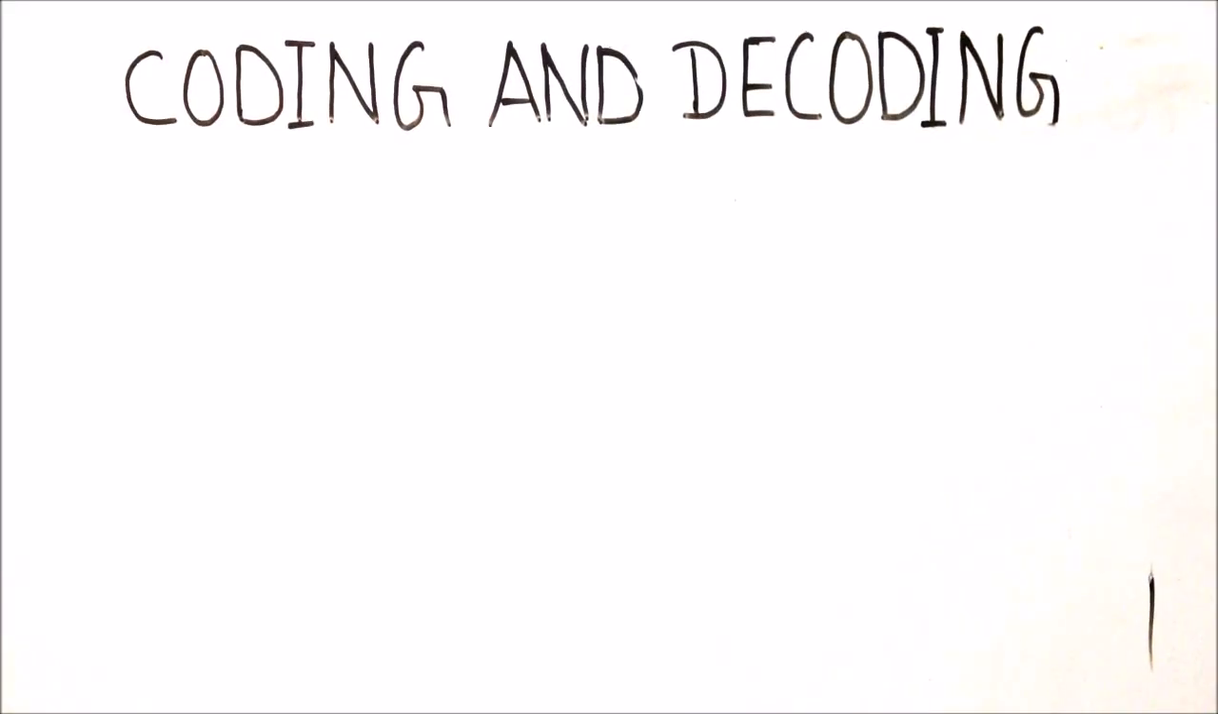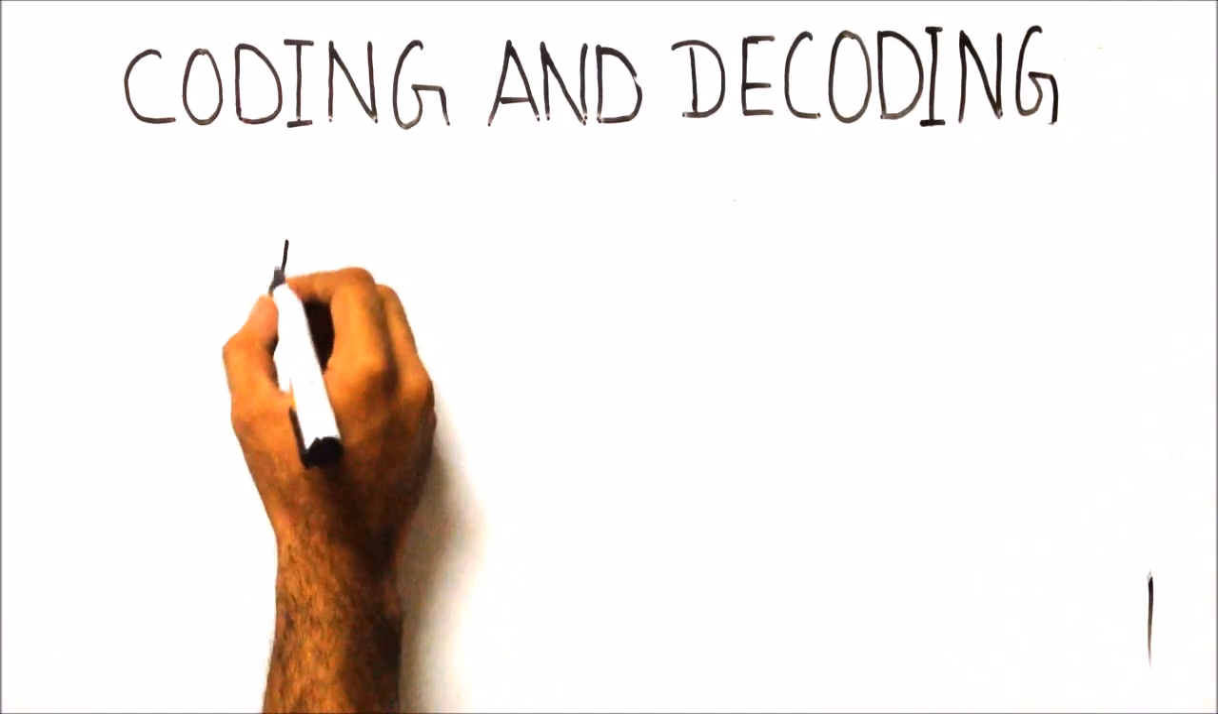Hello friends, today's topic is coding and decoding. As you already know, this topic is about alphabets. Now there are 26 alphabets in our English language, and when it comes to alphabets you need to understand a major word which is EJOTY.